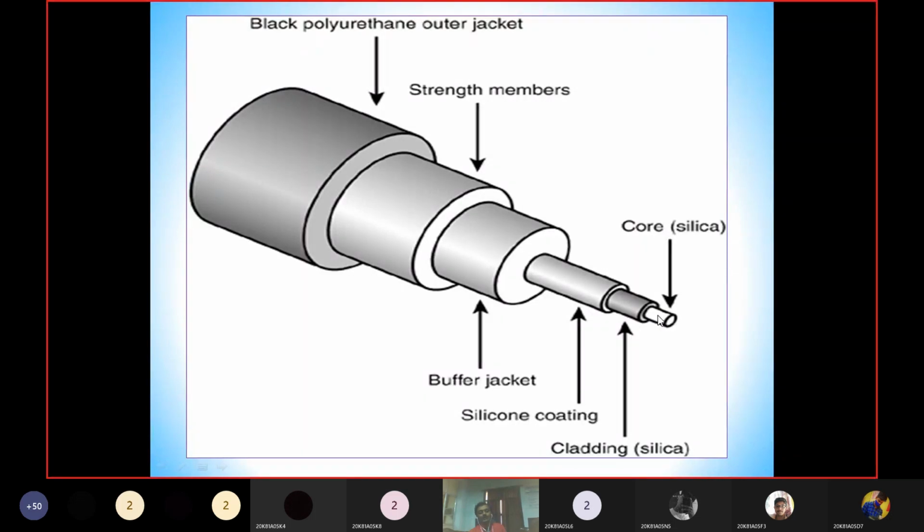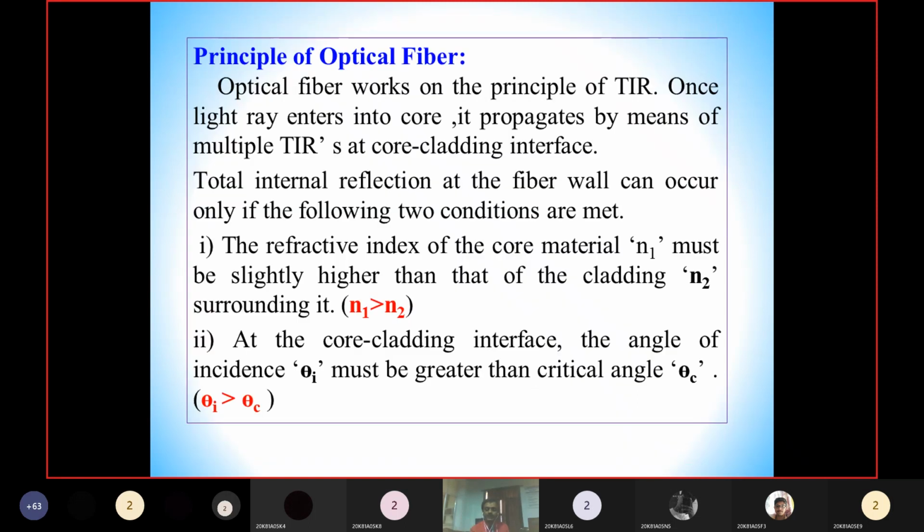So that angle should be greater than the critical angle, where it touches the core-cladding interface. At that place, that angle should be greater than the critical angle. Then only total internal reflection will take place. Otherwise there is no total internal reflection. Already we know that is the condition for total internal reflection. That means the incident angle should be greater than the critical angle.